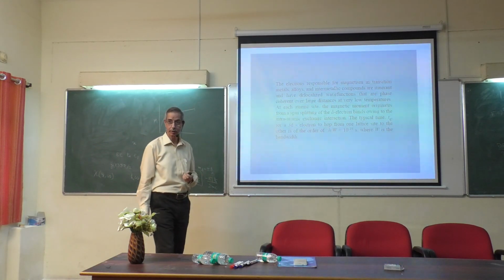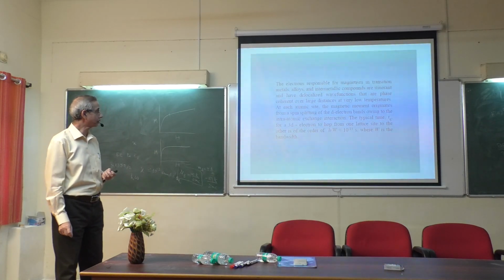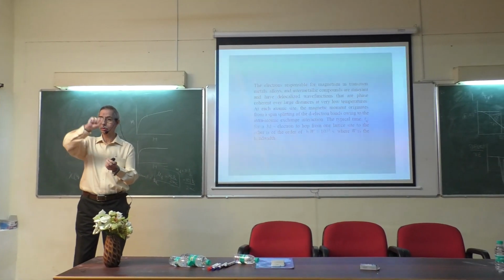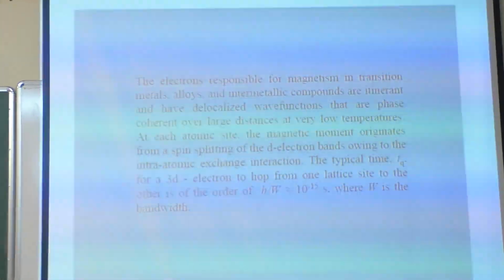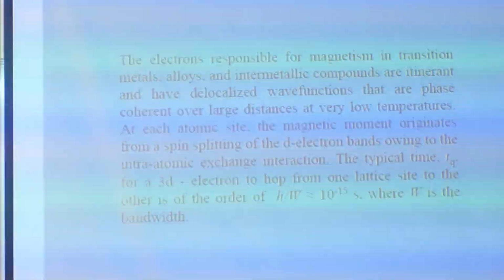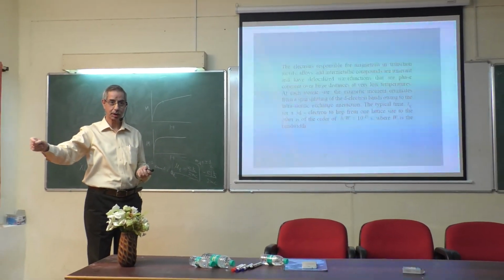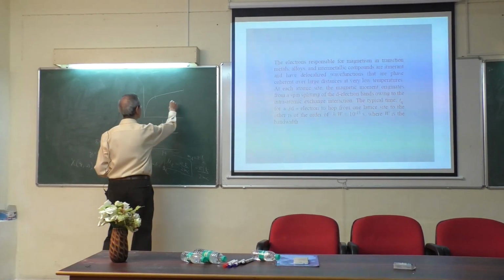Now this is an important thing which I just skipped. Here what happens is that, what is the probability that the electron will jump from one side to another side? That probability, or the time it takes to jump from one side to another side, d, is given by that time.